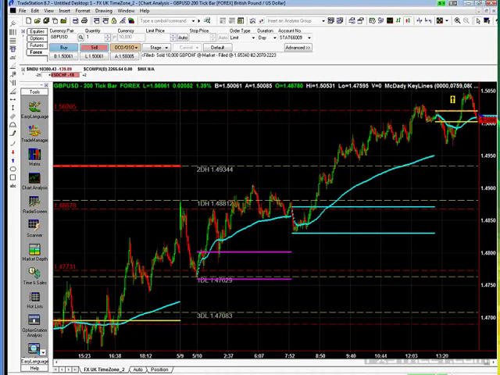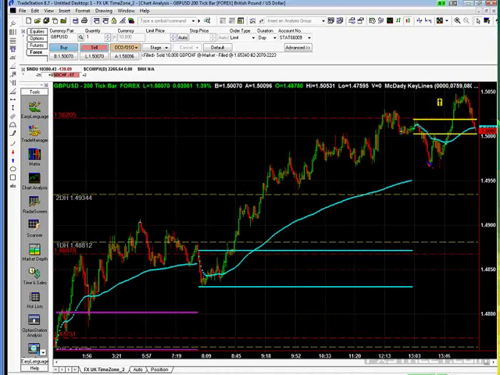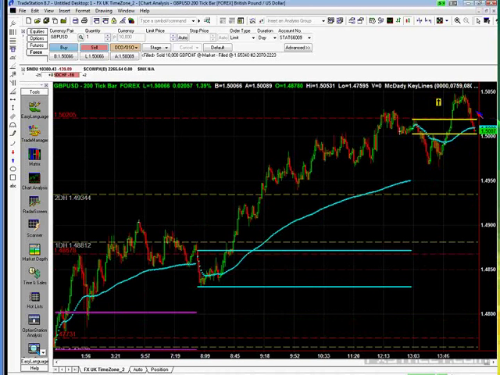So right now, this here is a pullback, and you should be looking, until you get a structural failure or something that says the trend is changing, for a buying opportunity to be able to take it to the upside. If it comes below the other side, then I'm going to consider selling it.